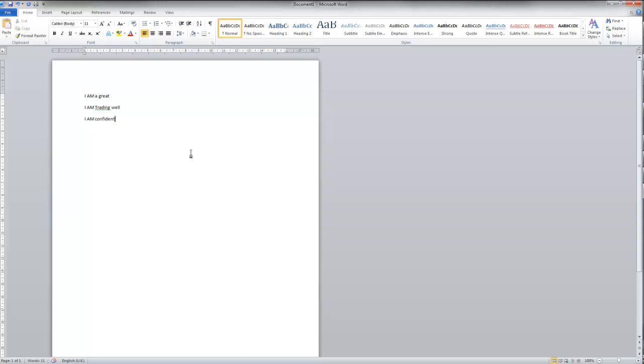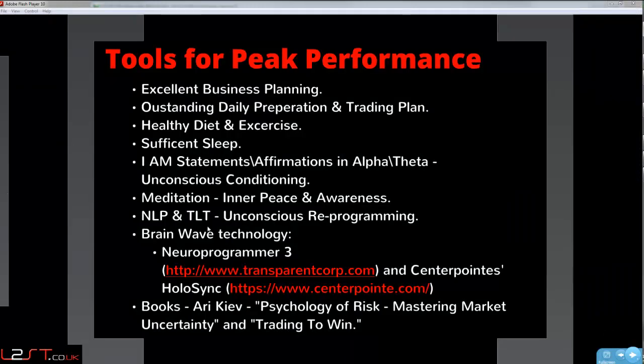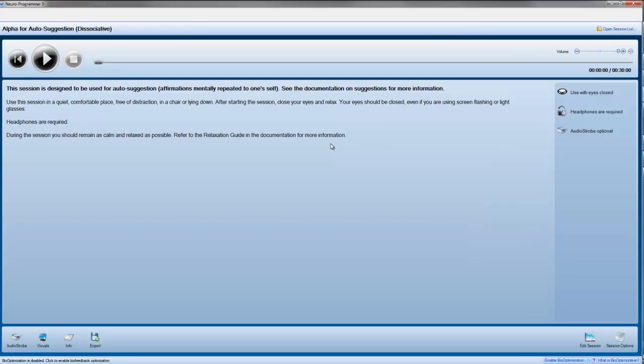It's your choice. Nobody is stopping you from being any way you like to be in the moment, apart from yourself. So you say to yourself, I am this, I am this. And it's a very simple concept. You write it down. Now, what I personally do is I then go into my piece of software, Neuroprogrammer 3, and then I record myself saying these statements to myself, and then put a piece of audio in the background which is designed to put me into alpha or theta state, and that makes the auto suggestions even more powerful.